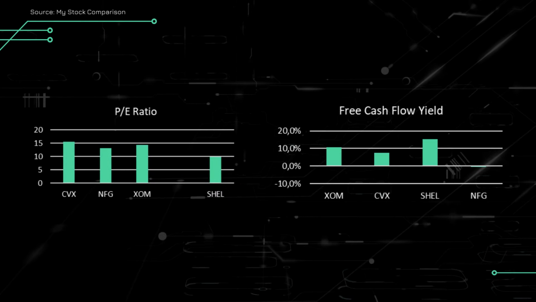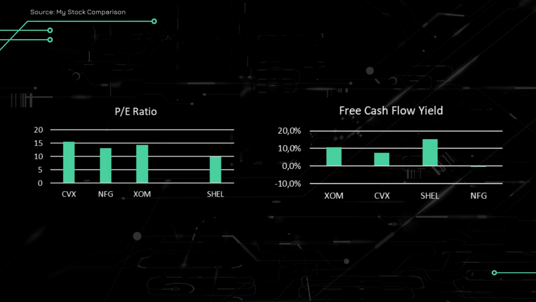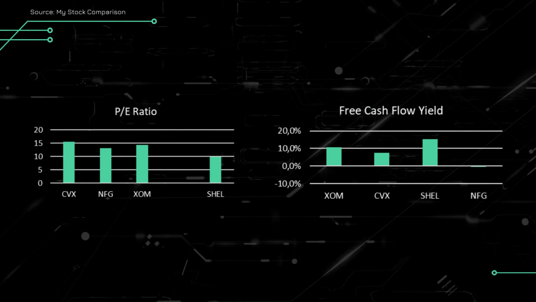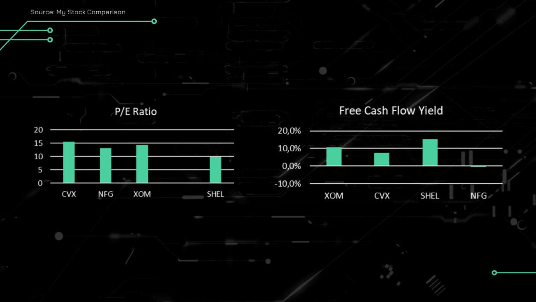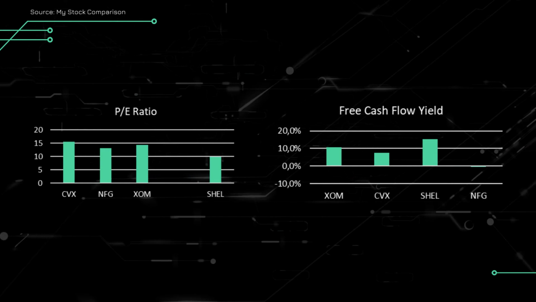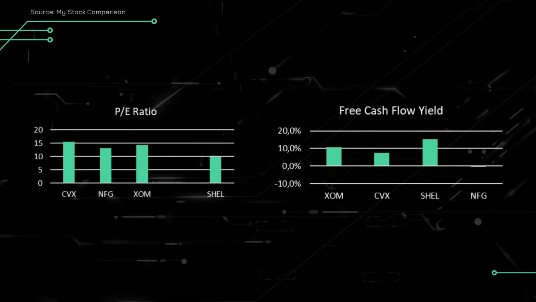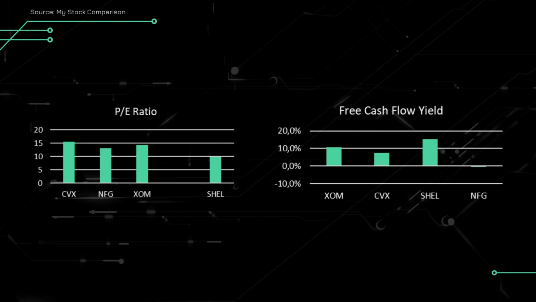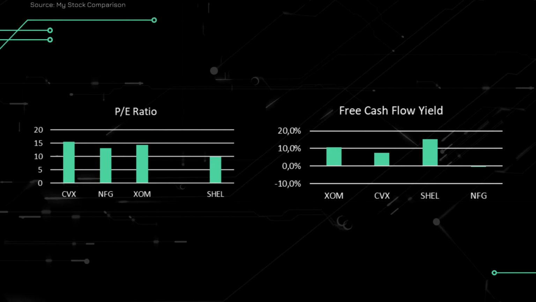Another way to understand if a company can attract the attention of the investor, is to look at its PE ratio and its free cash flow yield. These are two very important metrics, that help investors to evaluate a company by the price to the earnings per share and the free cash flow to the market cap. The two metrics for Exxon are certainly very positive, especially the free cash flow yield, second only to Shell.